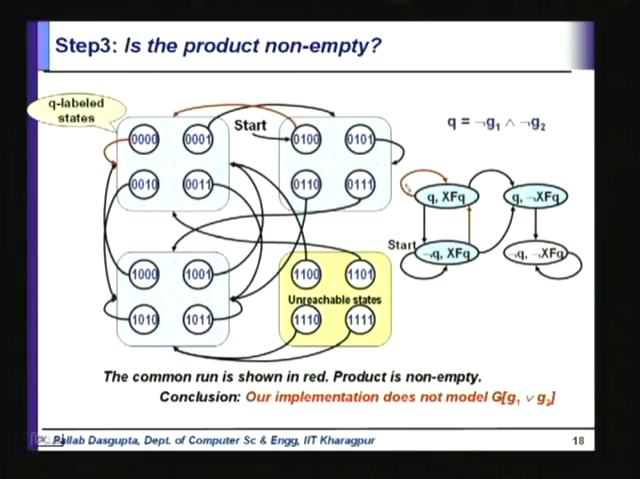See this product automaton, how do you construct the product automaton? What is the relationship between these and these? No one is asking this question. What is Q? Q is not G1 and not G2. So what is that in terms of our state encoding? 0 0, right? So you are asking whether you can reach 0 0.